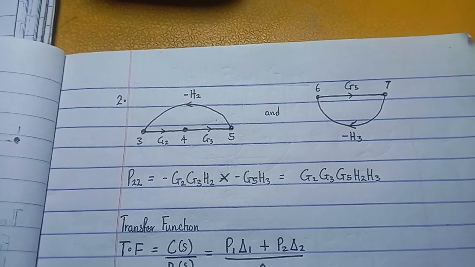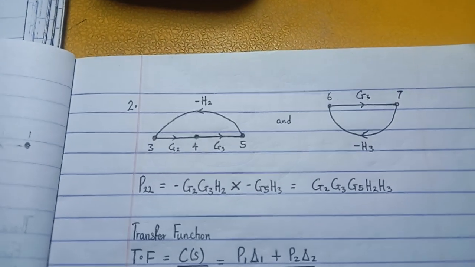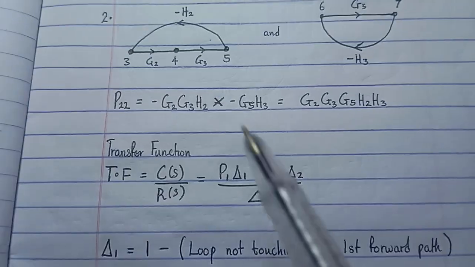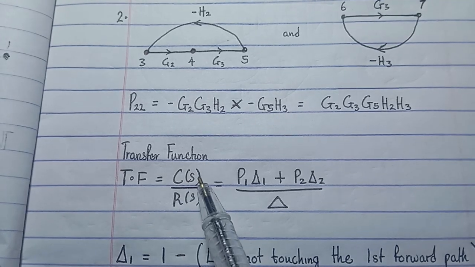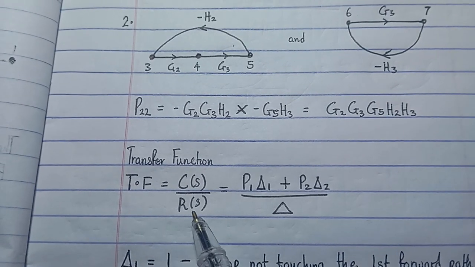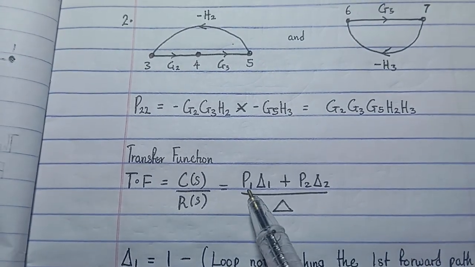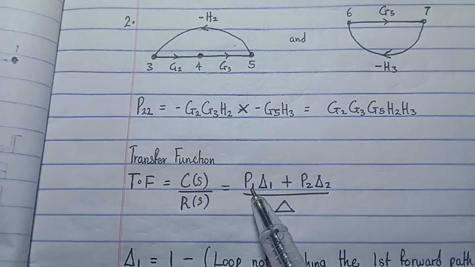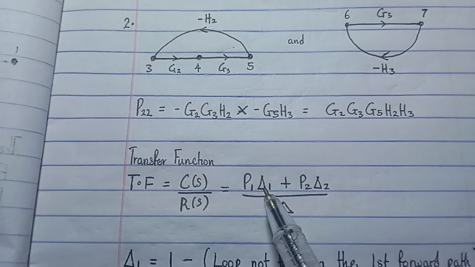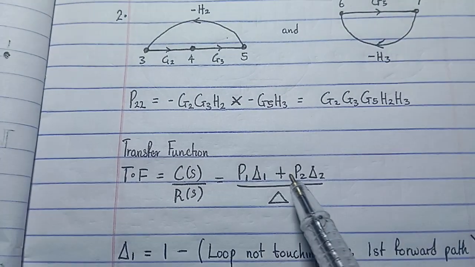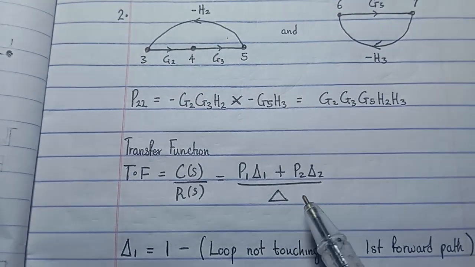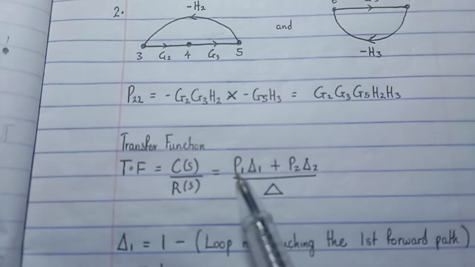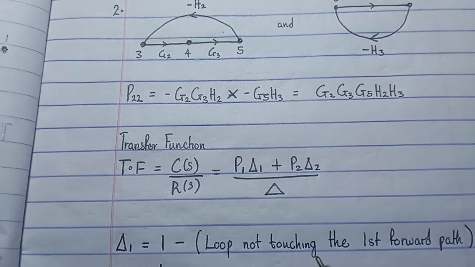Now, like the block diagram, we are trying to find the transfer function, and the formula for the transfer function is C(s) over R(s), your output over your input, is equal to P1 times delta 1, plus P2, the second forward path, times delta 2, all over delta. Now, delta 1, delta 2, and delta each have their own formula.